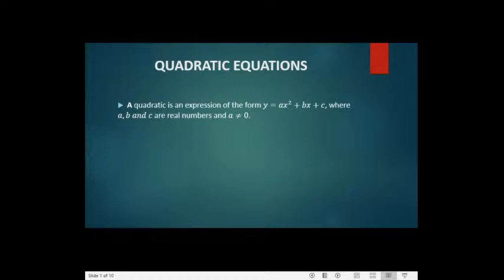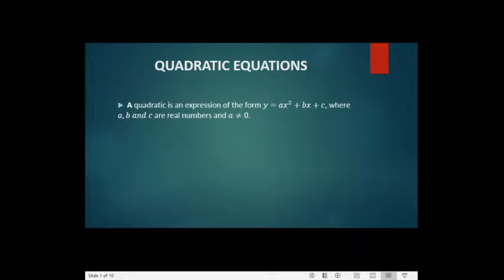Okay, good afternoon, friends. This afternoon we're going to discuss quadratic equations. So a quadratic is an expression of the form y is equal to ax squared plus bx plus c, where a, b, and c are real numbers and a is not equal to 0.